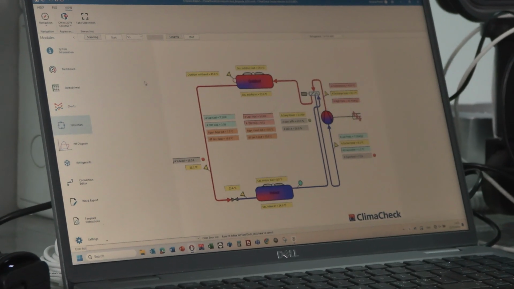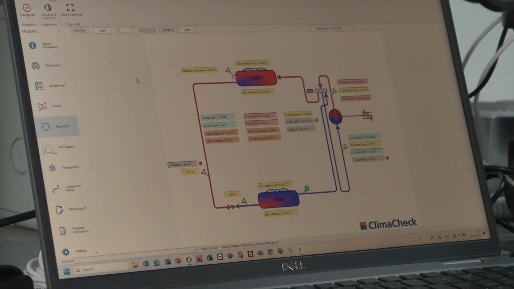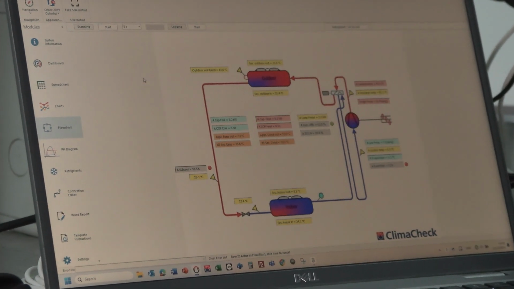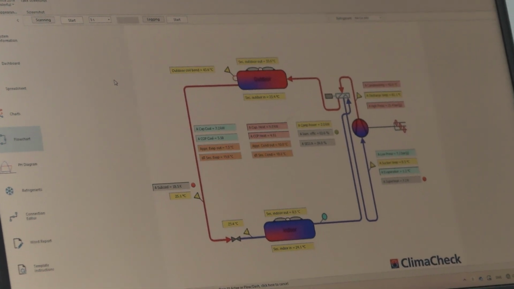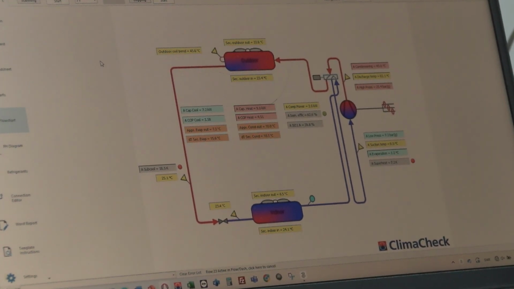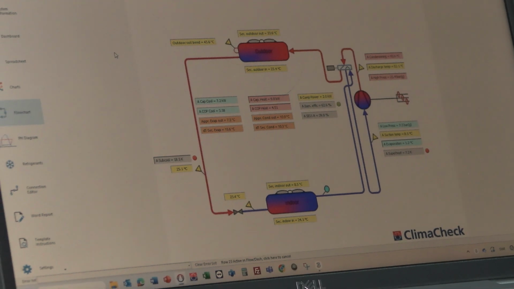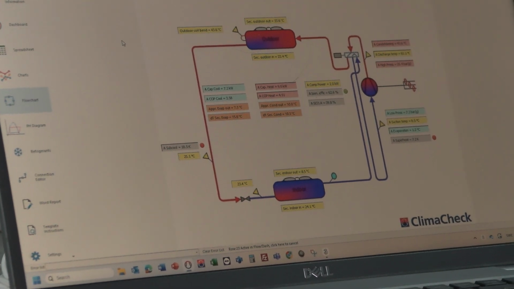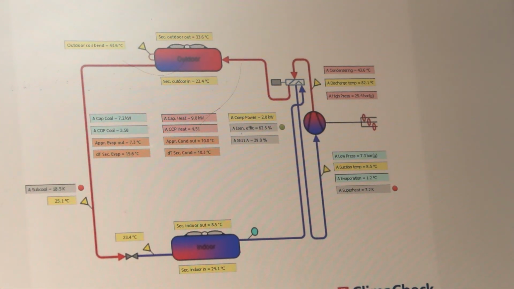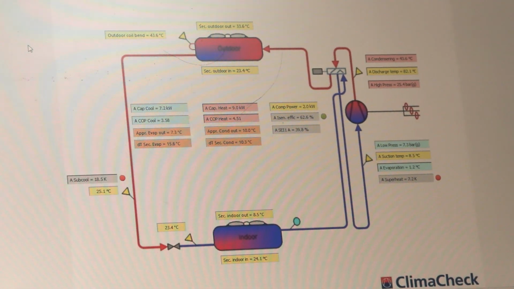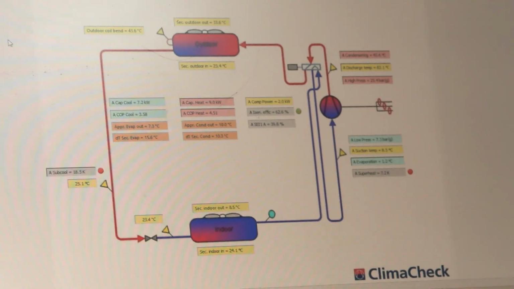So we are measuring suction pressure and temperature, discharge pressure and temperature. Then we are measuring on the tube end in the condenser and air on and off the condenser and evaporator, and then the liquid line temperature of the refrigerant. So those values define the whole cycle in the system.